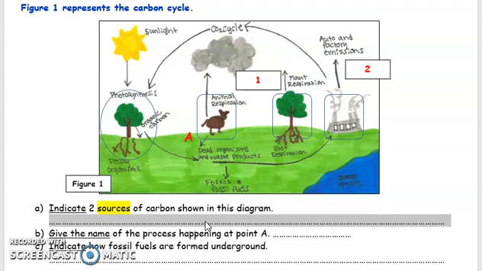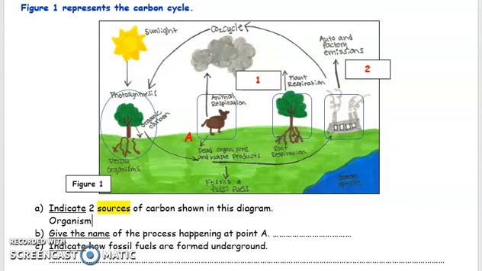So organisms' respiration and burning fossil fuels release carbon dioxide, which is CO2, into the atmosphere.